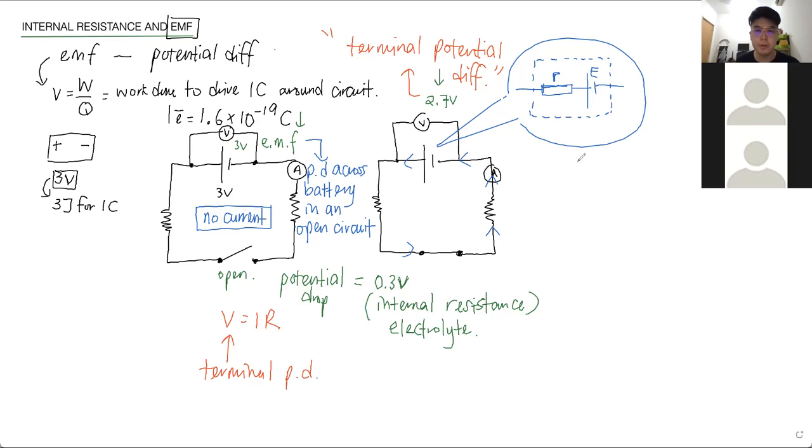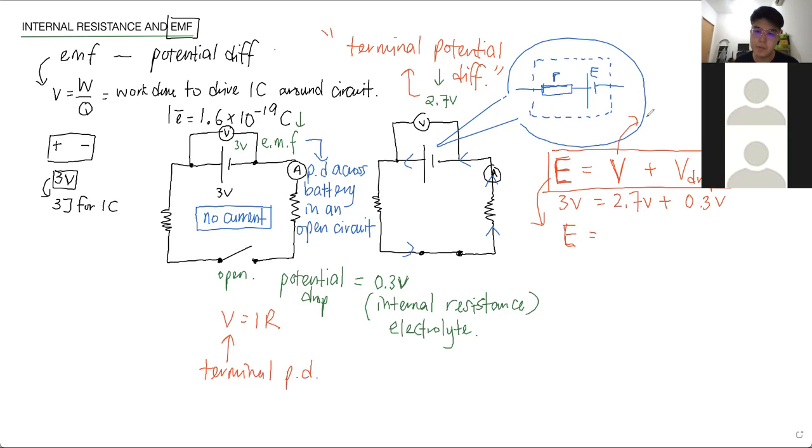Okay, so I can say that the EMF of the battery is equal to the terminal potential difference, V, plus the voltage drop. It's like the 3 volt equals 2.7 volt plus the drop of 0.3 volt. Okay, so here I get an expression, and then I expand this one. I can say that the EMF is equal to V.